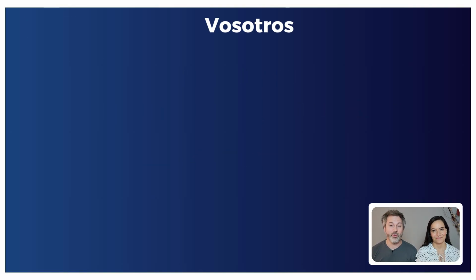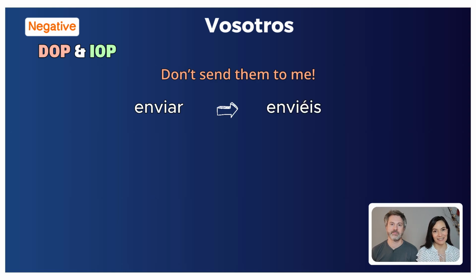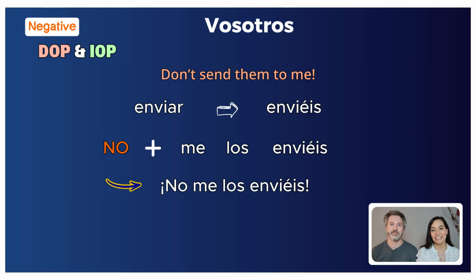And lastly, if we want the negative vosotros command for "don't send them to me," but we want to substitute them for our direct object pronoun and me for an indirect object pronoun, how would it be? We need the verb enviar and we conjugate it into the present subjunctive, enviéis. Then we place me for the indirect object pronoun and los for the direct object pronoun before the verb. And then we add our no. So we get no me los enviéis.